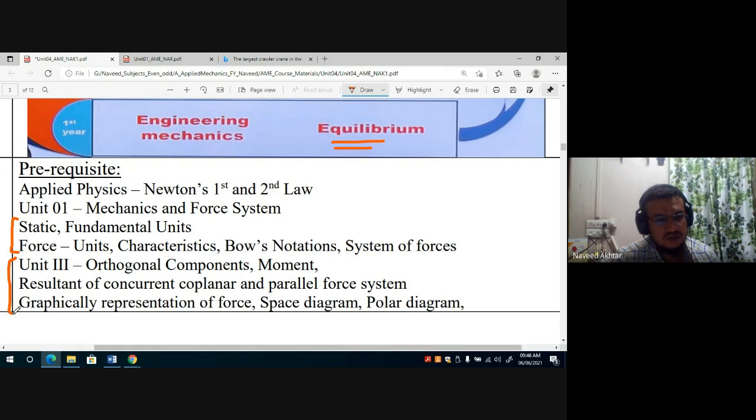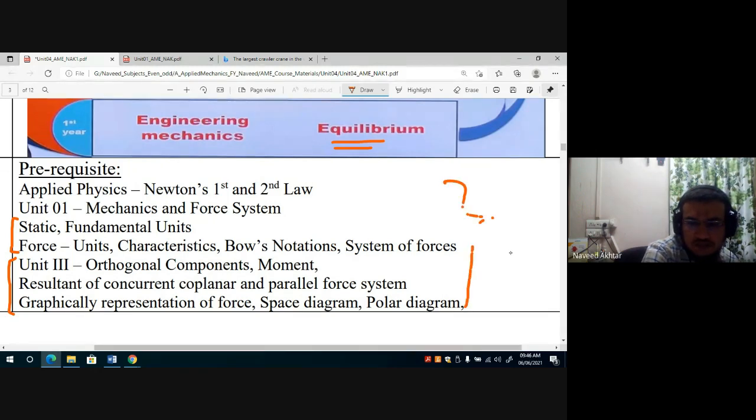Also, we learned unit number three: orthogonal components and moment of force, the resultant of concurrent, coplanar, and parallel force systems, and graphical representation of force, space diagram, and polar diagram. These are all the prerequisites of unit number four, which you are going to learn now. This knowledge is required for learning the current unit, unit number four.